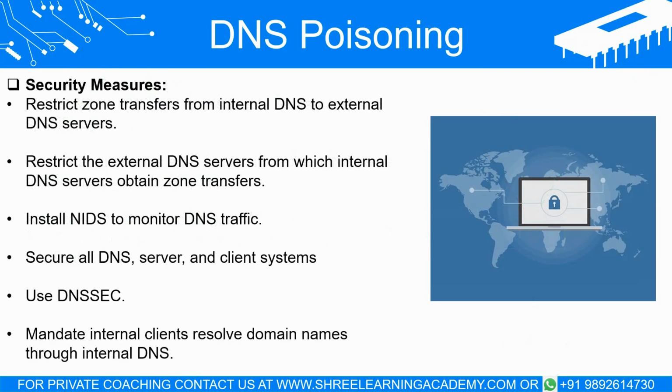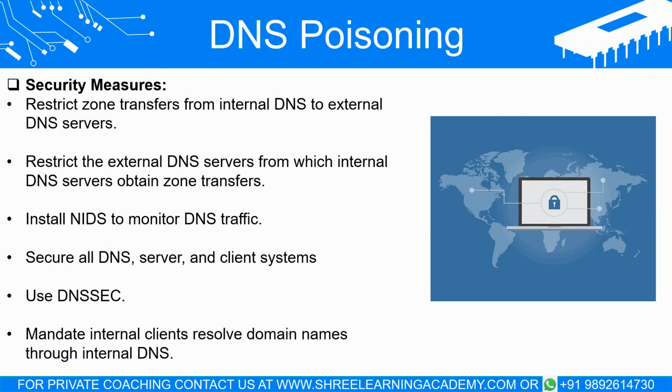While there exist various DNS poisoning methods, implementing some fundamental security measures can significantly diminish their potential impact. Here are a few examples. To mitigate the risk of DNS poisoning, one can restrict zone transfers from internal DNS servers to external DNS servers. This can be achieved by blocking inbound TCP port 53, which handles zone transfer requests, and UDP port 53, which manages queries. Restrict the external DNS servers from which internal DNS servers obtain zone transfers.